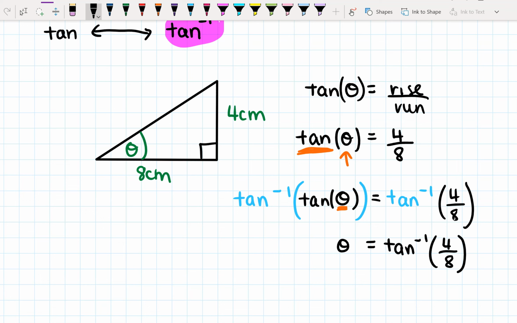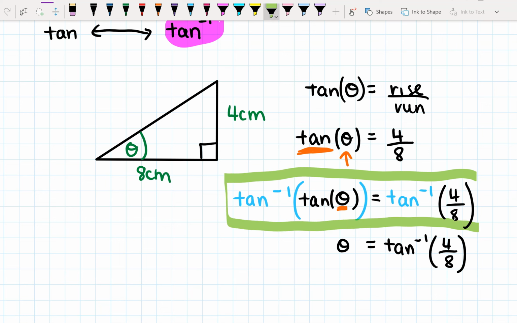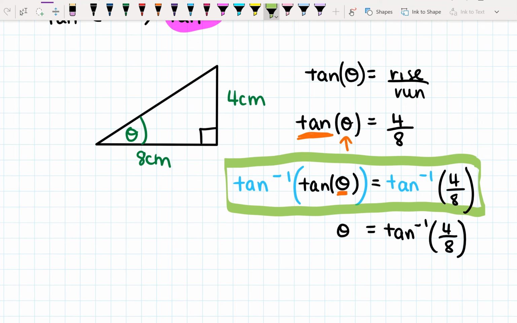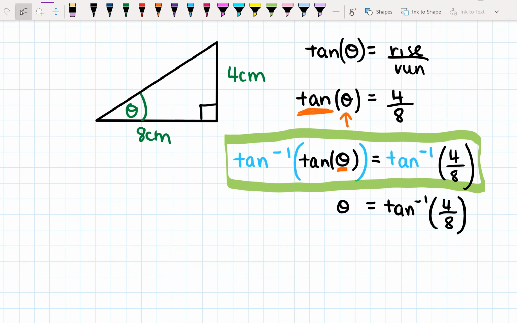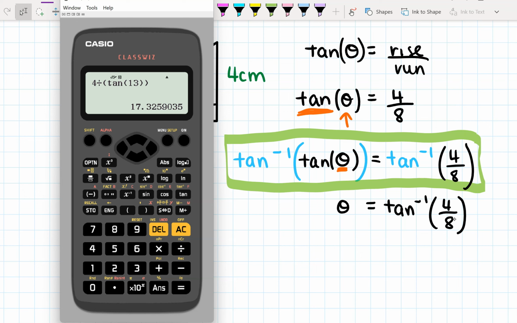4/8. Okay, so again, pretend this line here doesn't exist. It's just good for you to have seen why we do the inverse tan of 4/8. So theta is the inverse tan of 4/8. Now, how to do this on your calculator? If you look at the tan button, and just above it, you will see tan minus 1, which is the inverse tan. We're going to use that.